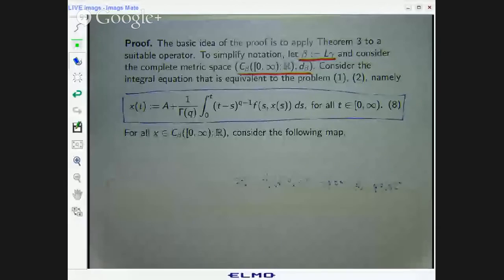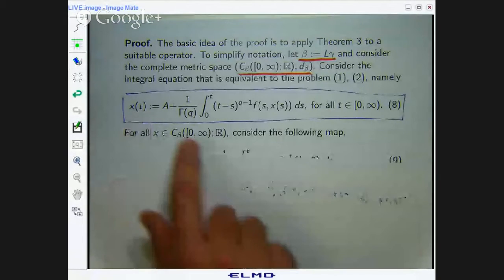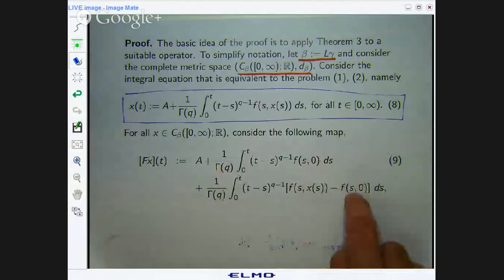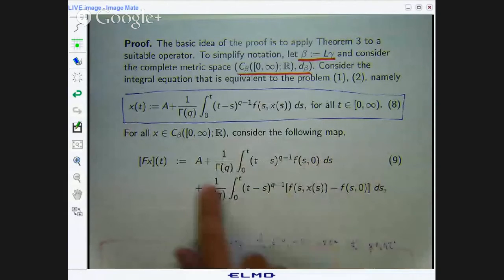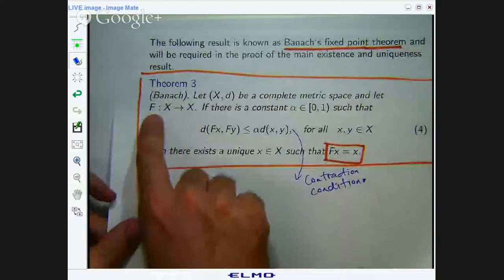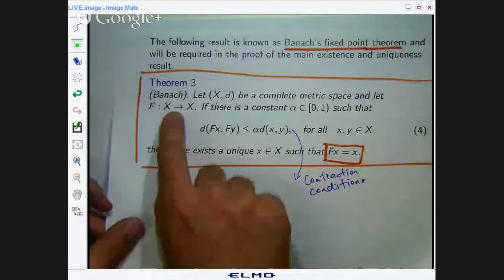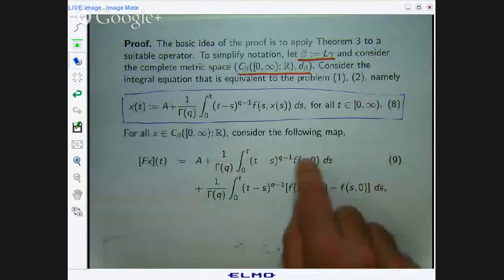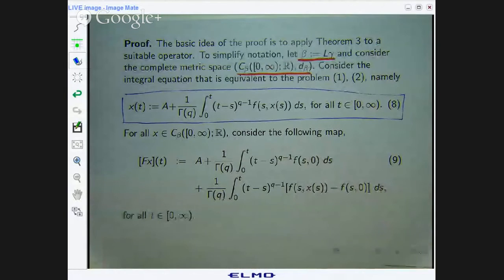All right. Now, I'm going to take this and add a little bit to it and take a little bit away. You'll see why I've done that in a minute, and I've defined this new operator. Okay, so this big F is going to be the particular F that we're going to try to apply Banach's theorem to. All right, now you go, why have you done that, Chris? Well, it'll become clear in a minute.